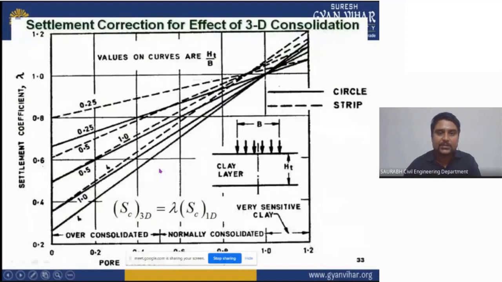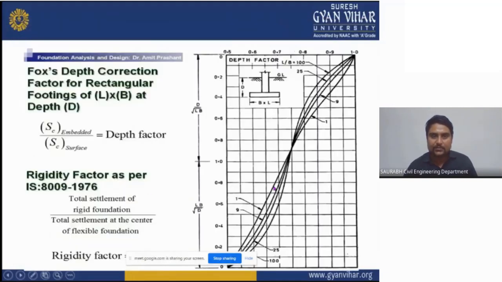Here you can see the settlement correction, which is showing the 3D consolidation, and that is your settlement coefficient, and this is your over-consolidated and normally consolidated soil that is showing. This graph is very important, and you can get much data by plotting this graph.